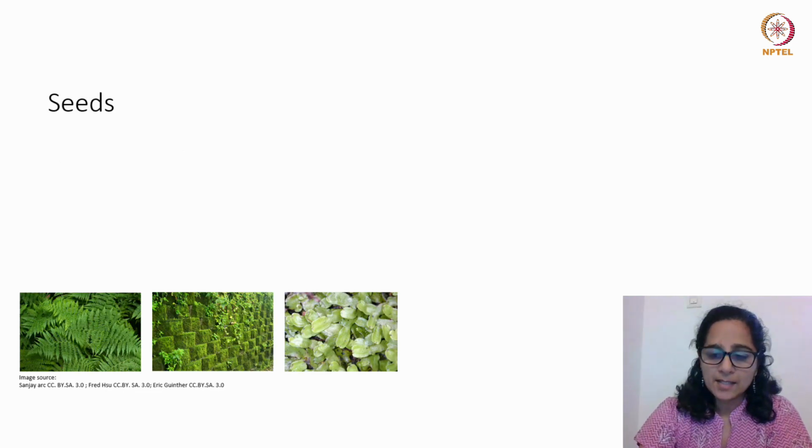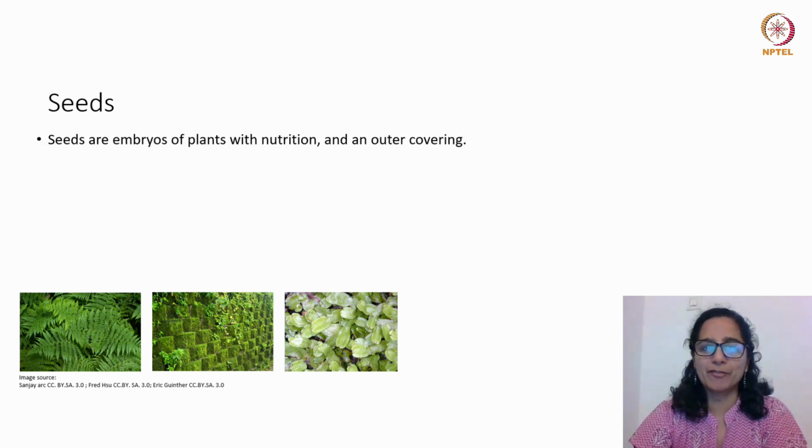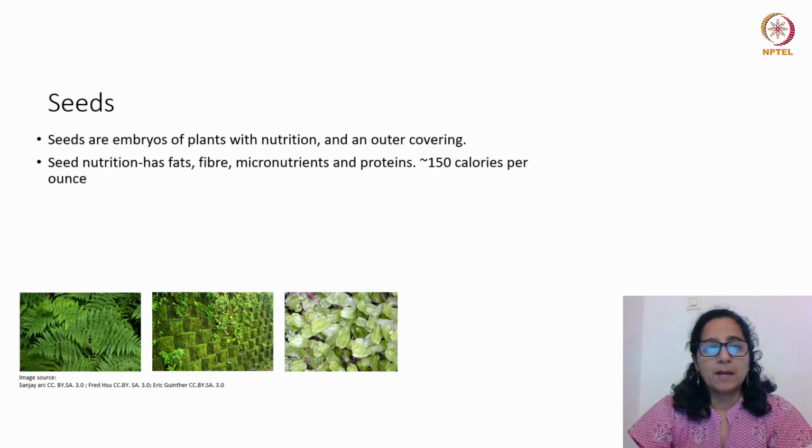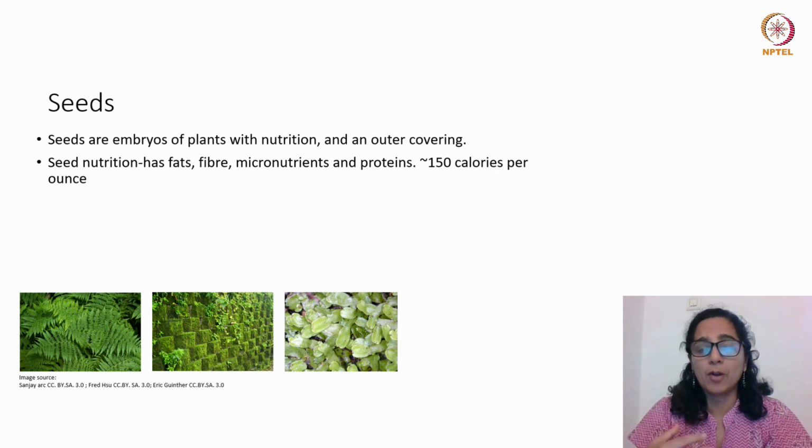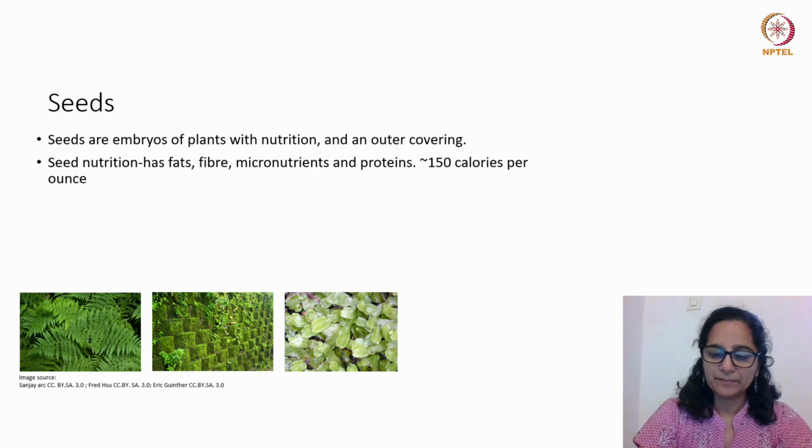carried out. Seeds, as you know, are embryos of plants packed with nutrition, and they have an outer covering. If you look at the nutrition of seeds, they have a lot of fats, fiber, various micronutrients and proteins. So they carry around 150 calories per ounce. It's extremely nutritious, so you will see that doctors often advise you to have at least a few seeds like almonds, cashews or groundnuts per day.